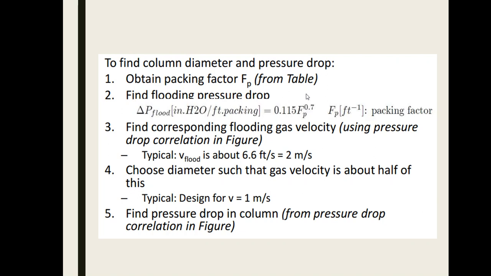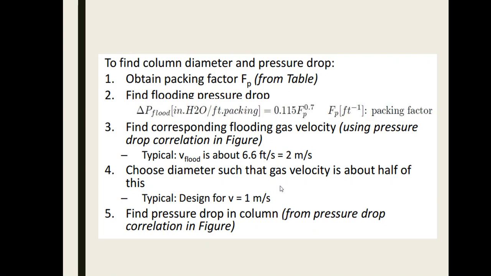Then we determine the flooding pressure drop based on the formula provided in the previous slide, and the formula is this. Then after that, it is expected that our linear flooding gas velocity would be about 6 feet per second, or that would be 2 meters per second. Now we choose a diameter such that the gas velocity is just about half of this. Okay? And our usual design is only 1 meter per second, which is about half of the maximum linear velocity for flooding. Then we find the pressure drop in the column from the pressure drop correlation figure.